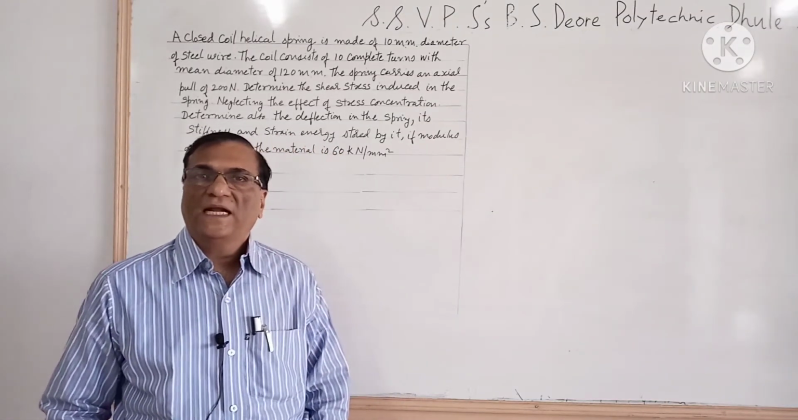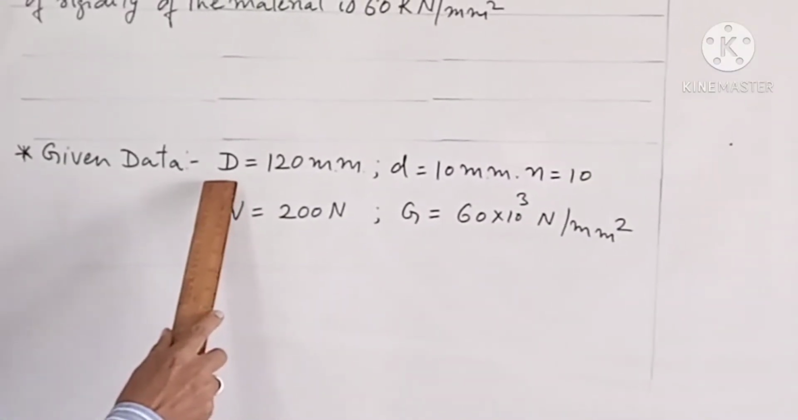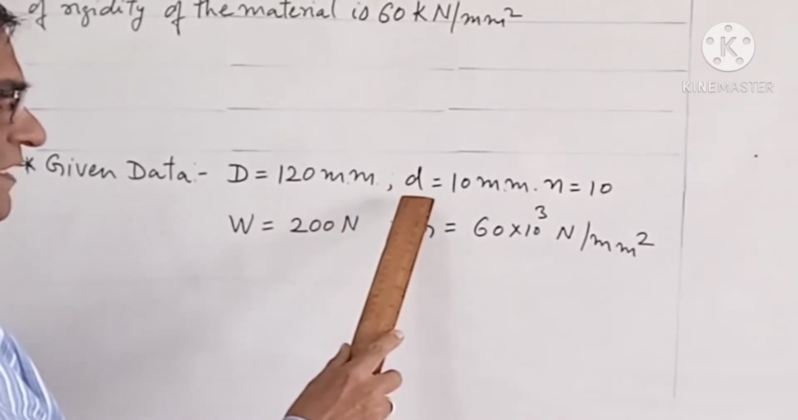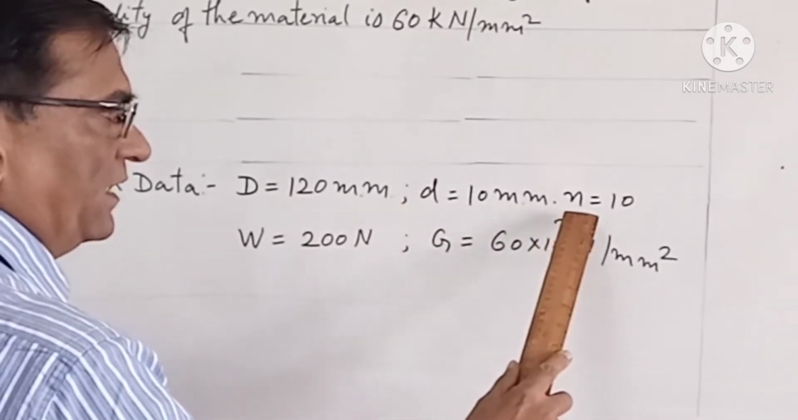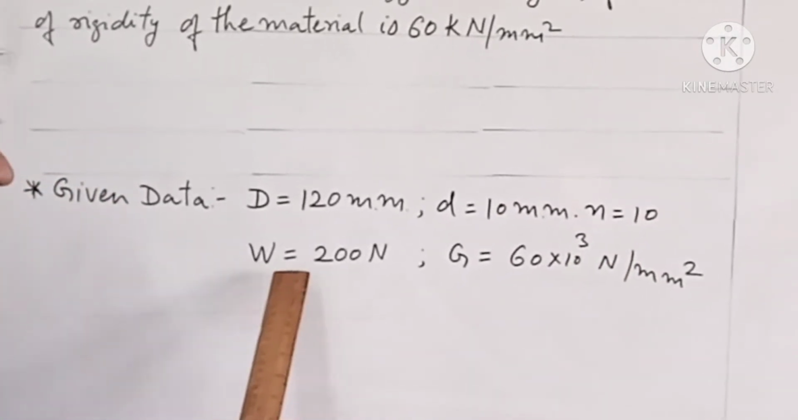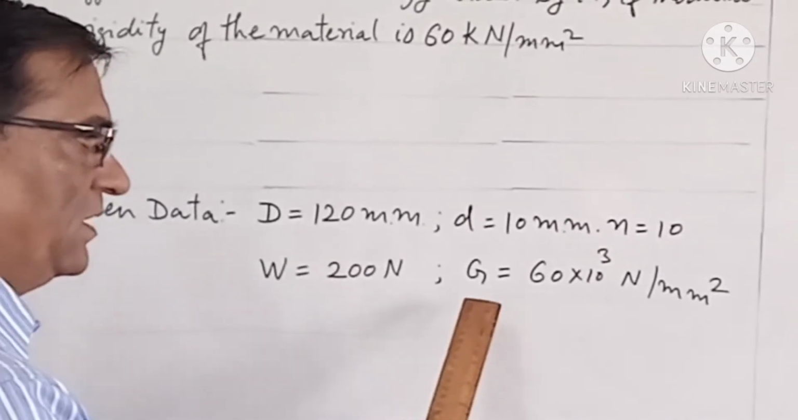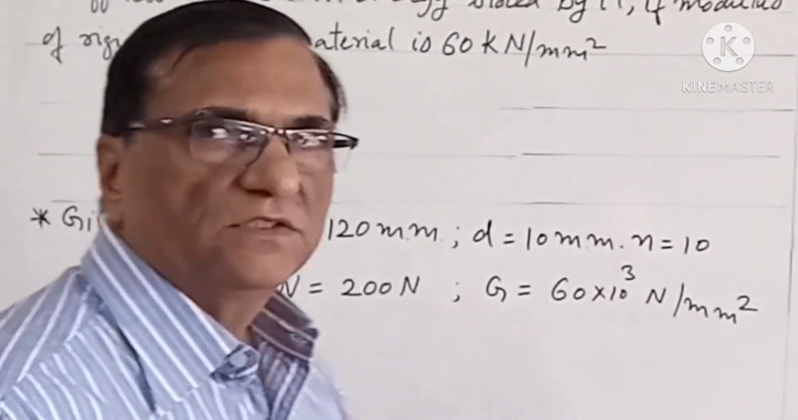Now we will write the given data. Mean coil diameter capital D is equal to 120 mm. Wire diameter small d is equal to 10 mm. Number of turns N is equal to 10. Axial load W is equal to 200 Newton and modulus of rigidity G is equal to 60 into 10 raised to 3 Newton per millimeter square.